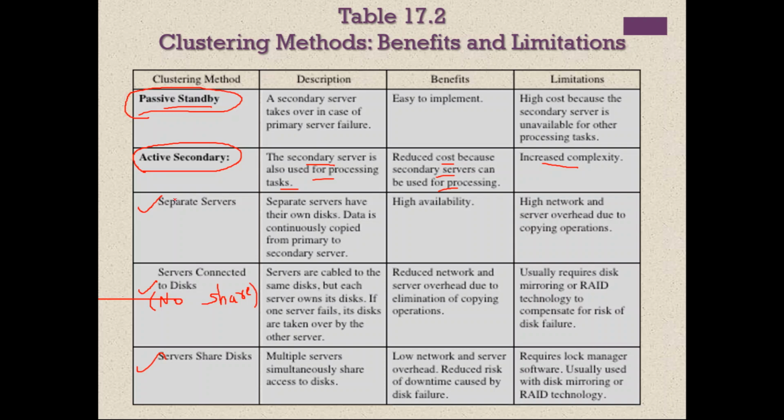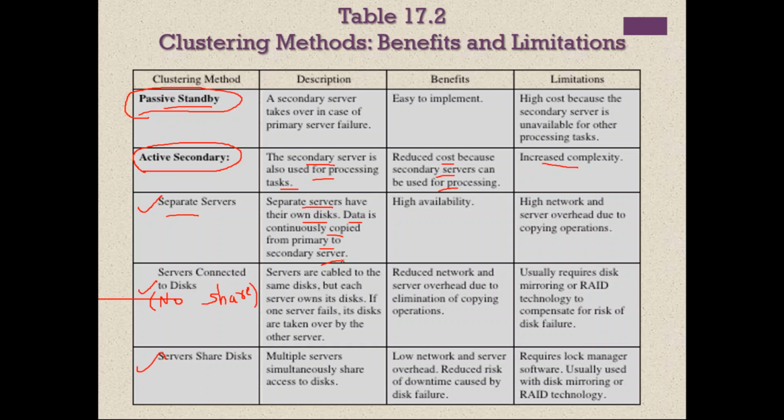So the first one under active secondary is separate servers, which means there will be two servers, one active server and one secondary server. Each of the servers will have their own disks. So the primary server will have its own disk, and the secondary server also will have its own disks. Data will be continuously copied from the primary server to the secondary server.